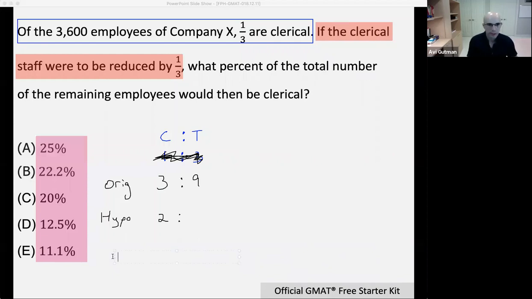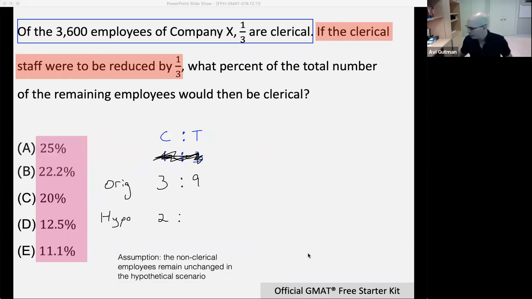I think we need to make an assumption that the non-clerical employees remain unchanged in the hypothetical scenario. Okay. And it might even be helpful to tack on another column for the non-clerical.